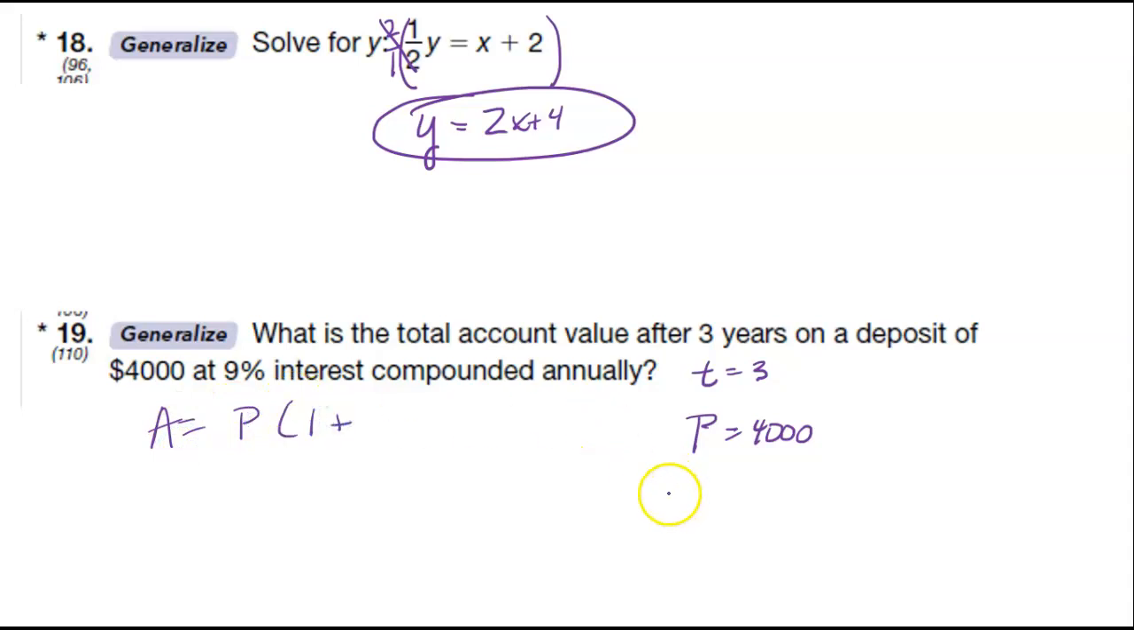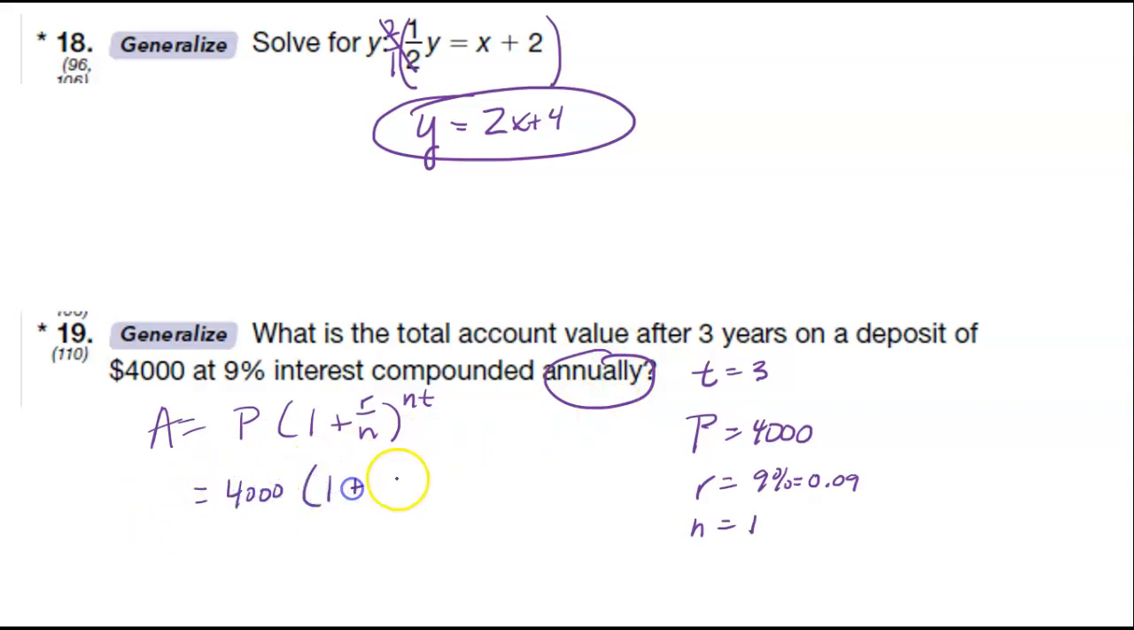It's 1 plus something. R is 9%, which is 0.09. Plus, oh, all right, I got it. So n is equal to 1, it's compounded annually. Okay, let's plug in what we've got. So we have 4,000 times 1 plus 0.09 over 1 to the, let's see, 1 times 3. So let's get rid of our 1s. We have 4,000, 1 plus 0.09 cubed.